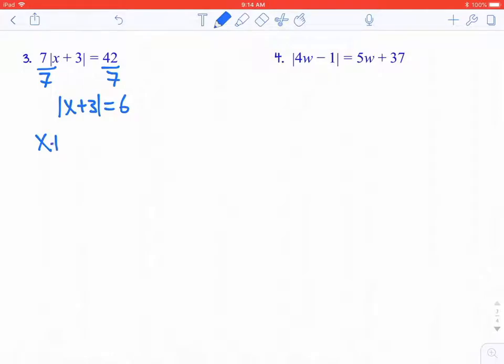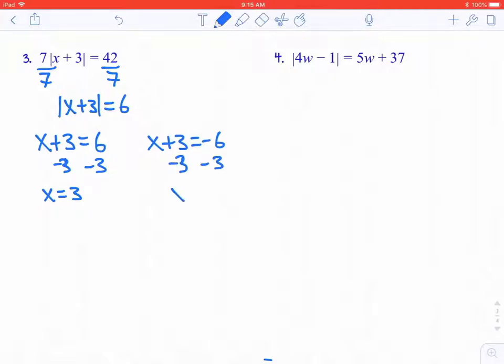So one kind of looks like what you're given, just without absolute value symbols. And the other one is equal to a negative 6. You only change the sign of the 6. Notice I did not change the other side. And then I'm going to solve. So let's subtract 3 to solve for x. So x would equal 3, possibly. And then let's subtract 3 on this side. And we get x equals negative 9.